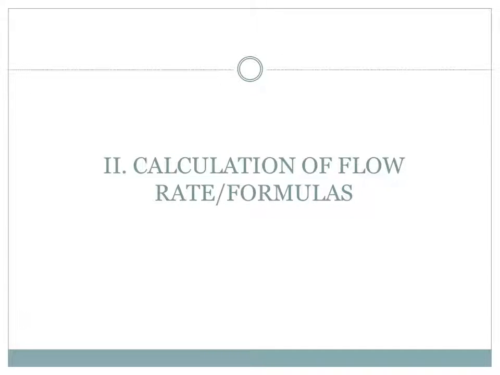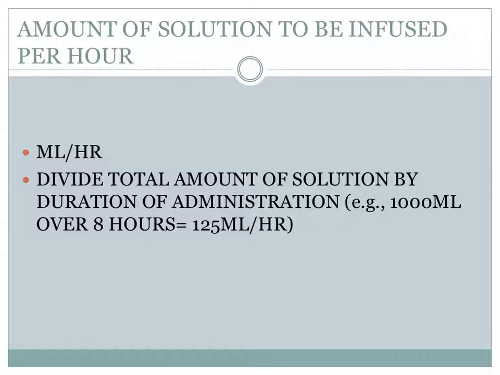In the next section, we will be discussing the calculation of flow rate and formulas. The volume or the amount of solution to be infused is found in the medication order, often in milliliters or in cubic centimeters, which is the same as milliliters. The amount of time over which the infusion is to take place is often measured in hours. To calculate the amount of solution to be infused per hour, divide the amount of solution by the number of hours. In this slide, for example, the amount to be given is 1,000 mL of solution over 8 hours. So 1,000 mL of solution divided by 8 hours is 125 milliliters per hour.